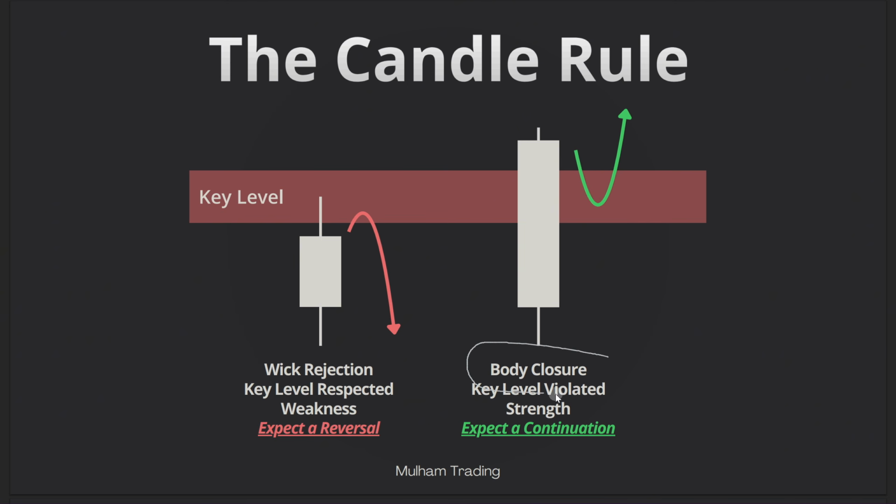On the other hand, this one is a body closure. That means key level violated, and that indicates what? A strength in the market. That is a sign of strength. And what we can expect from this is a continuation. So body closure means continuation. Wick rejection means a reversal, or at least a potential reversal and a potential continuation. That is the main thing in this video.